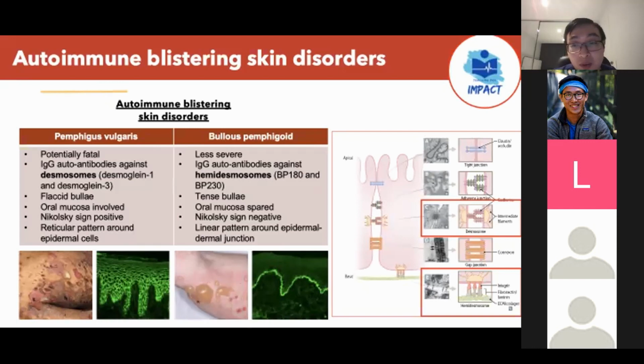Because the hemidesmosomes only exist in the basement membrane, when we take a skin biopsy of a bullous pemphigoid lesion and do direct immunofluorescence, instead of seeing this reticular pattern, we see this linear pattern that actually delineates the basement membrane, because all the autoantibodies are directed against the hemidesmosomes, which are in the basement membrane. So all of that should make sense.